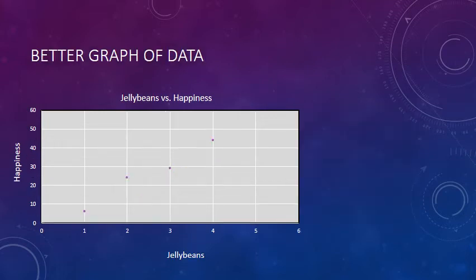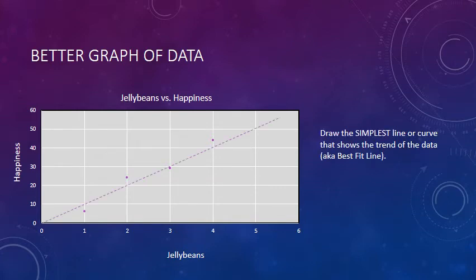So let's talk about how to make a better graph of the same data. We're going to do a lot of the same thing, set up the scale, carefully plot our data points on that scale, but this time, instead of connecting those data points, we just want to take a minute and think about what is the overall trend of this data. Is it going up? Is it going down? Is it curving? And if I asked you that question, with these 4 data points, hopefully you would realize that the simplest possible solution to this is just a line that's going to go up and to the right in my graph. This line is known as the best fit line, and it is the simplest line or curve that shows the trend of the data.